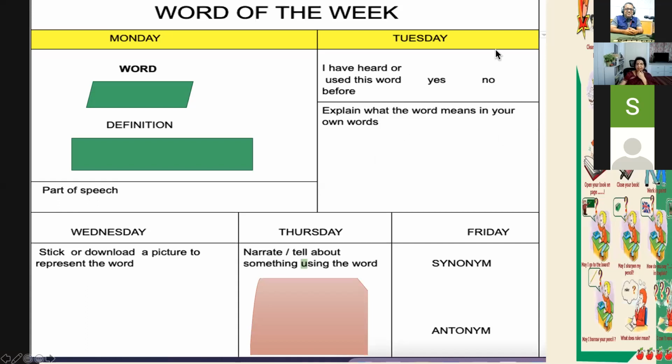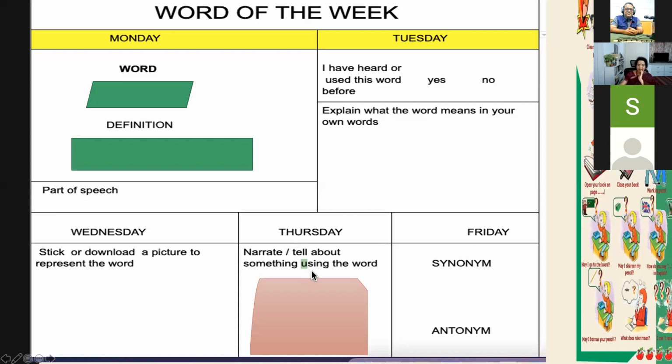If you have not, then let us see the usage, go back to how it has been used, and let the child guess the meaning and understand what it should mean. Here on Monday, you can also say the part of speech is this. On Wednesday, you can ask them to download a picture or find a picture, or they can even draw a picture. I think drawing is much better if they can do it. But if they can't, if they can find a relevant picture, it shows they have been able to recognize the word and understand the word.